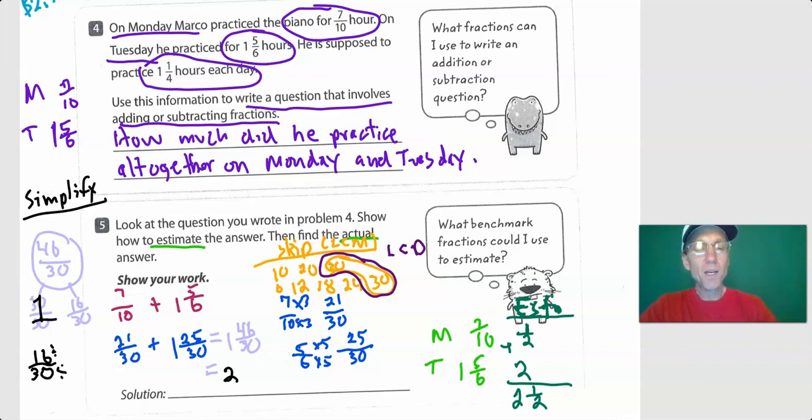So let's divide by 2. That's an easy one to start with. 16 divided by 2 is 8. 30 divided by 2 is 15. And I can't simplify it anymore. So my final answer is 2 and 8/15.